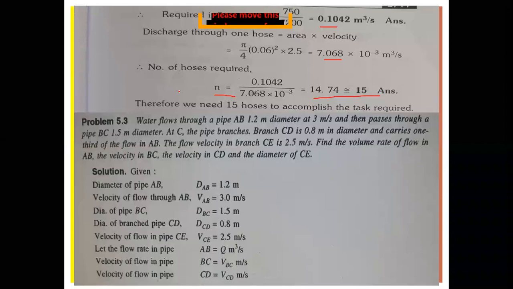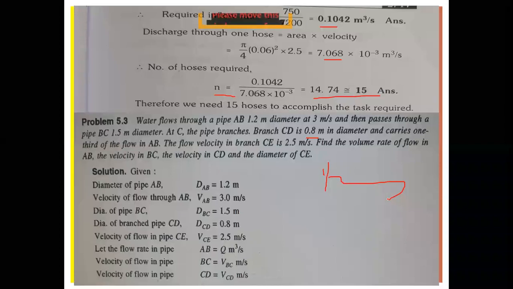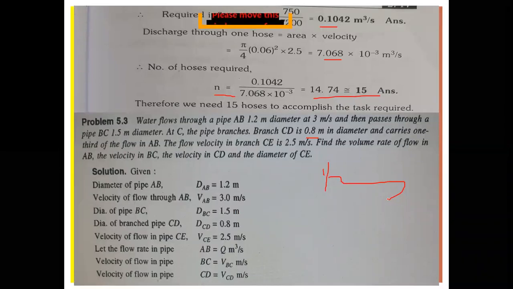So at the point C, the diameter of the pipe is 0.8 meter and it carries one third of the flow in the AB. The flow velocity in the branch CE is 2.5 meters per second. Find the rate of flow in AB, the velocity in BC, the velocity in CD, and the diameter of CE. So we have to find these individually by checking the analysis.